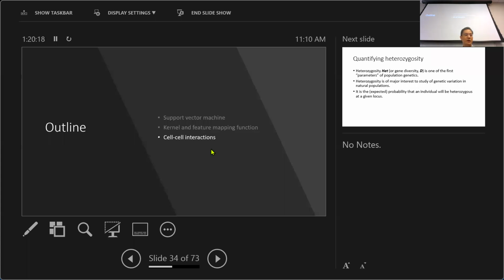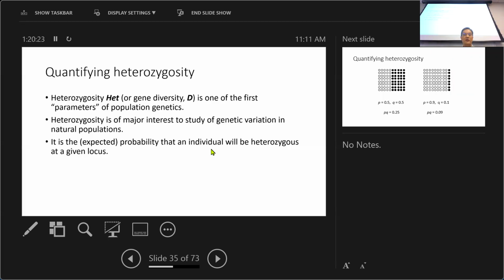Okay, so we are going to talk about the cell-cell interaction. Mathematically, we define heterozygosity, and this statistic is being used widely, especially in population genetics. You want to look at a group of animals, human beings for example. We want to define some genetic makeups, and then we want to define the heterozygosity of the whole population.